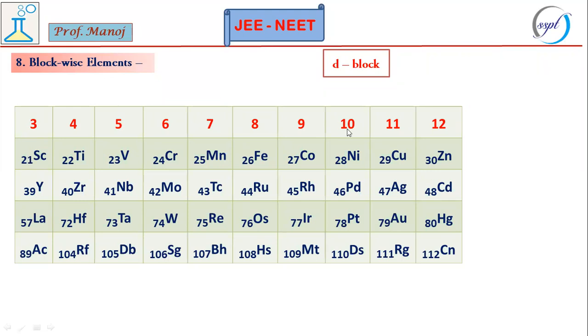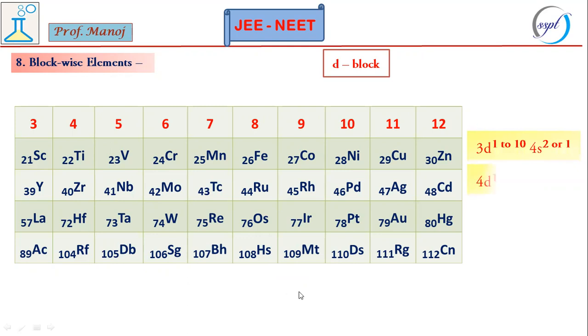Now, as you know, these are called transition elements. So this first row, the scandium one, is called the first transition series. The yttrium one is called the second transition series. The third transition series is the lanthanum one. And the actinium one is the fourth transition series.